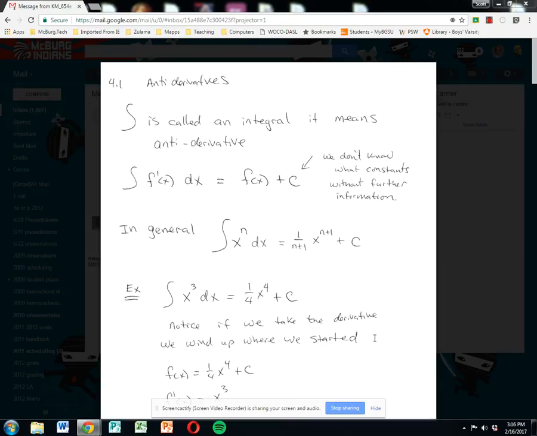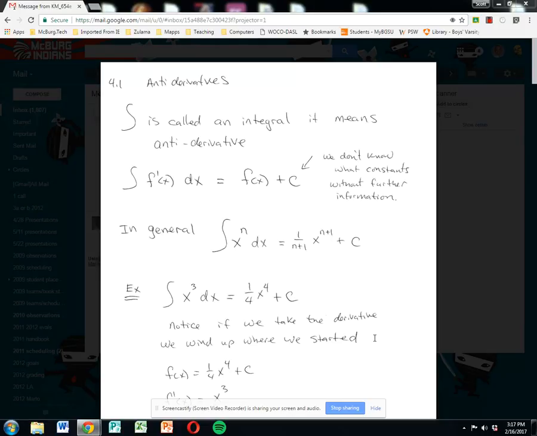All right, starting chapter 4. This is called antiderivatives. This symbol kind of looks like an S, which the book does much better than I do because I am artistically challenged. It's called an integral. It means antiderivative, and we'll explain more of what it's used for later. But for right now, let's just talk about how to do it.